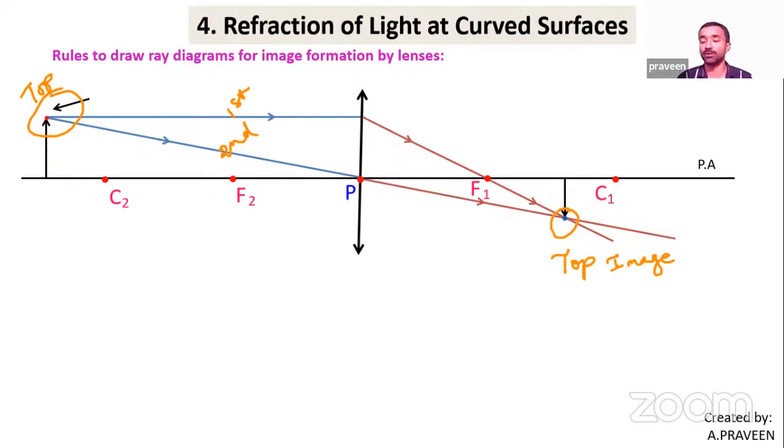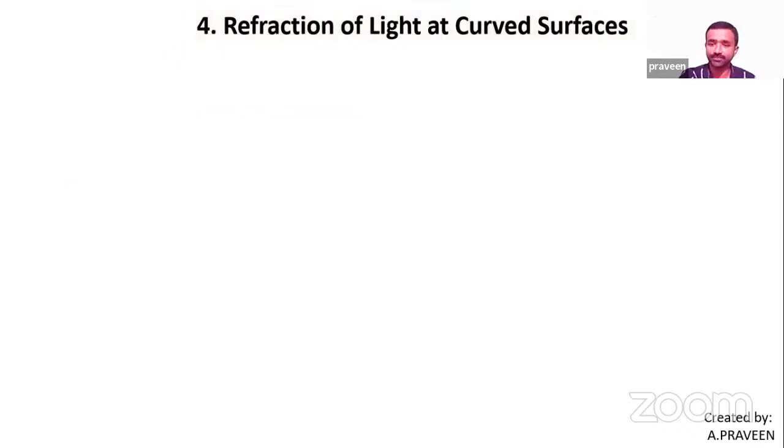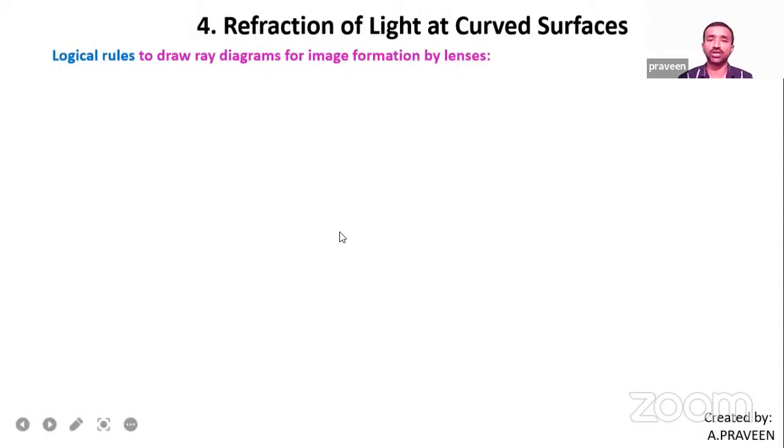So here we can simply go for the characteristics. These are the rules we obtained from the diagram. Then I will give you logical rules. So what are the logical rules here? For that, I'll give you something simple.